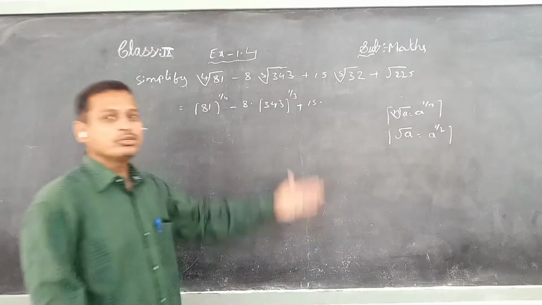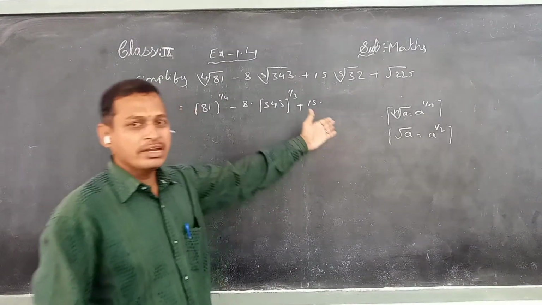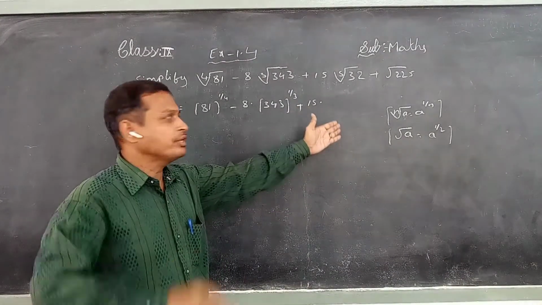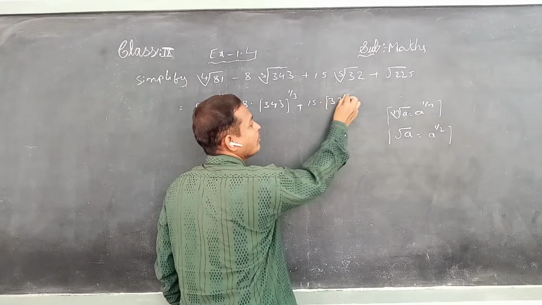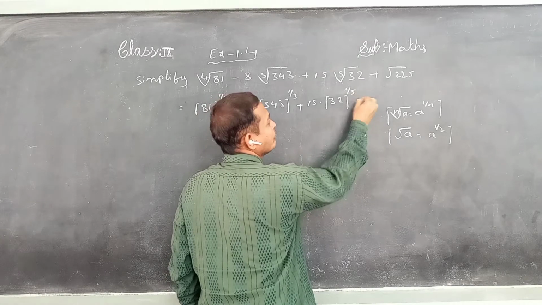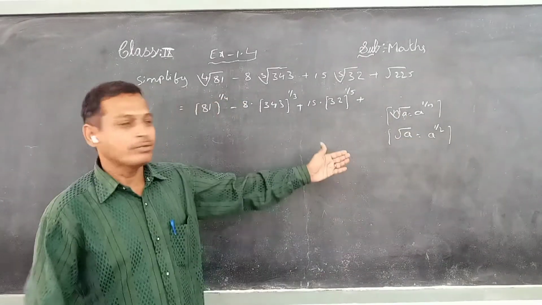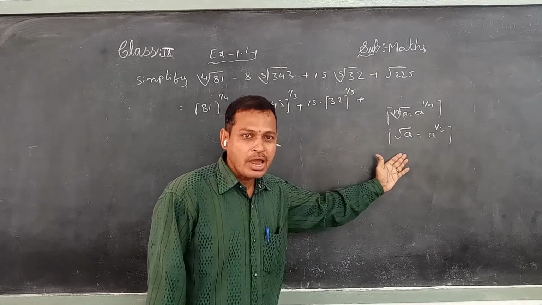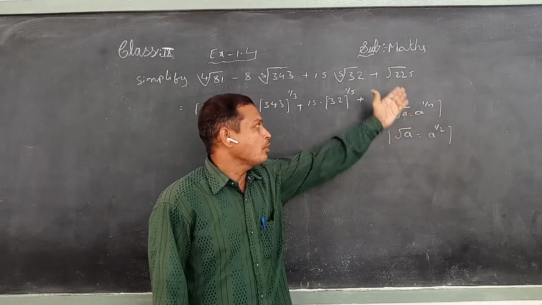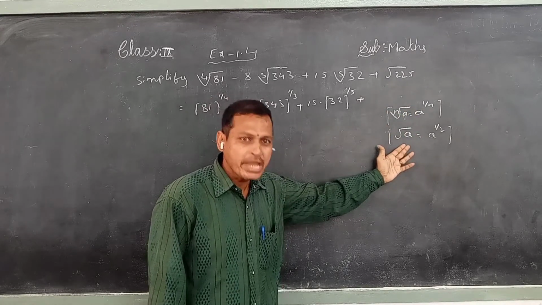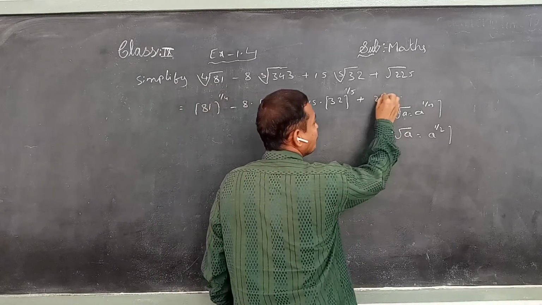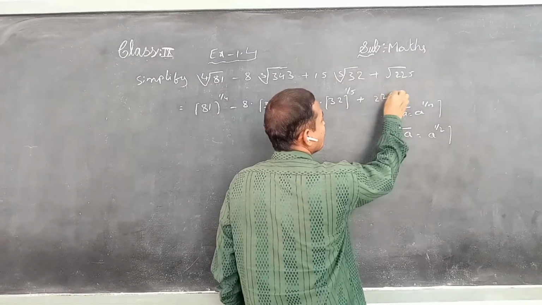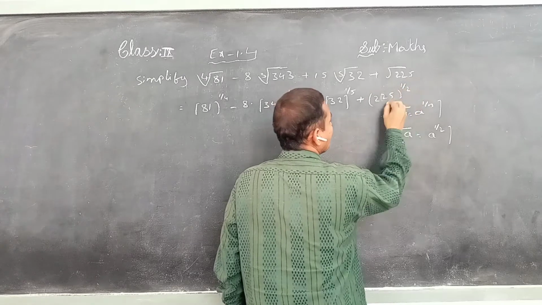Again we should learn it, children. So 32 whole power 1 by 5 plus, again we should convert in the formula, root 225 is equal to 225 whole power 1 by 2. This is in the form of root a. Root a is equal to a power 1 by 2. So 225 whole power 1 by 2.